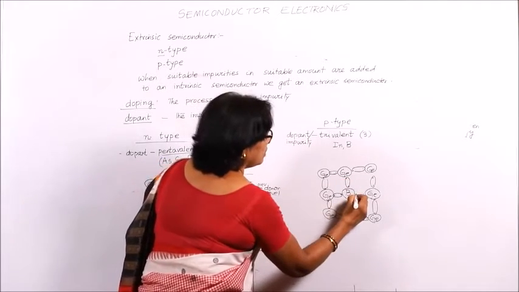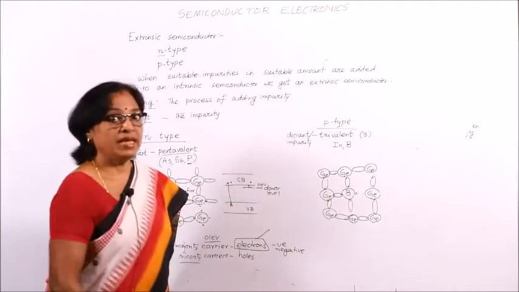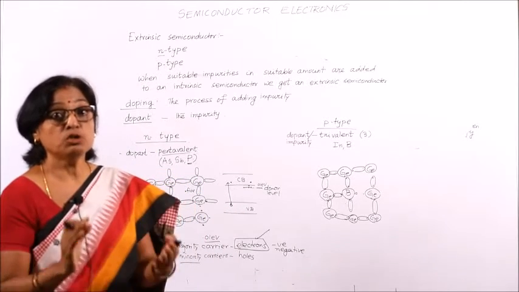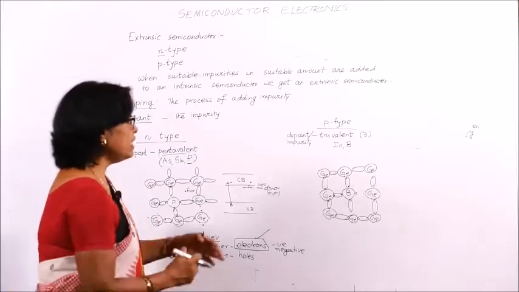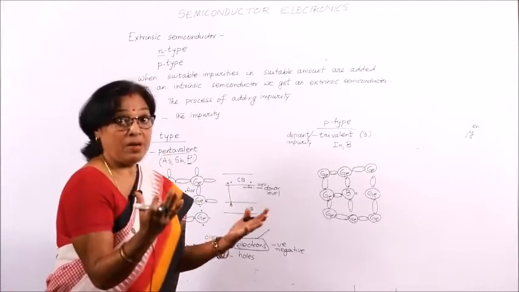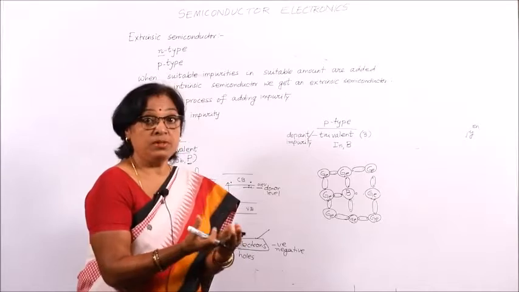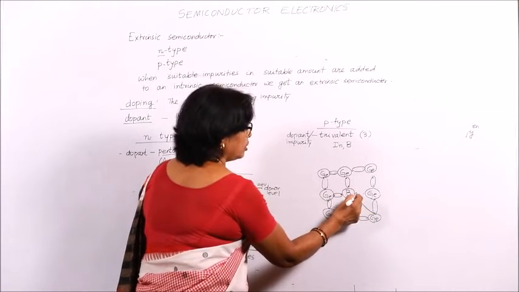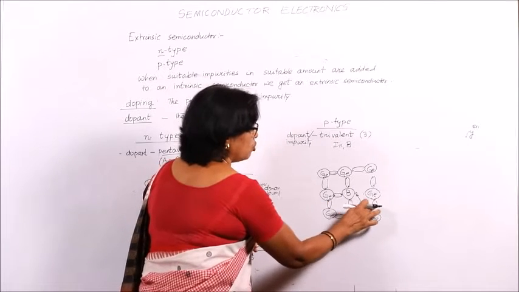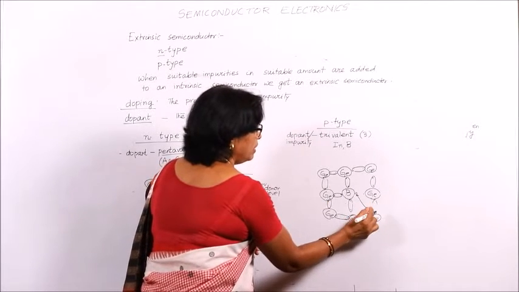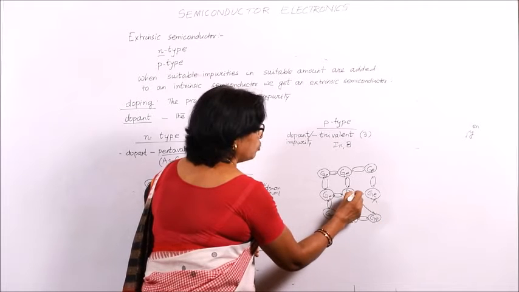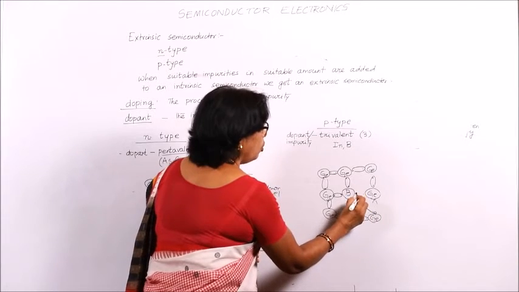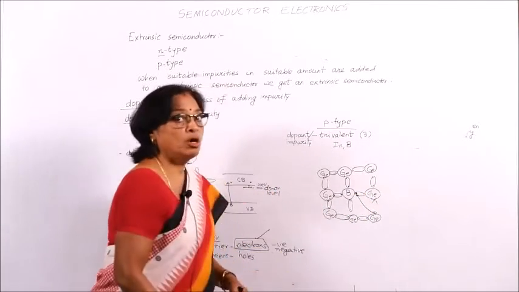But what happens now? There is a hole, you can say. There is a need for an electron there. If there is an electron, then only the fourth covalent bond can be made. So there is a hole created, a vacancy. There is a tendency that this boron atom will try to pull an electron from another atom. So this covalent bond will break, and this electron has gone here to fill up this place, and here is a hole now. So the covalent bond will be completed.